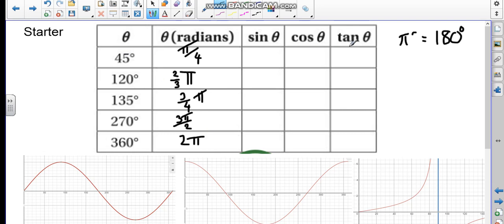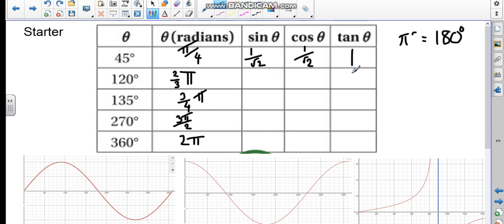So we can fill in 45, hopefully fairly straightforward. Sine of 45 or pi by 4. Remember, this is the one you can write in two different ways. It's either 1/√2 or it's √2/2. Doesn't matter which one you choose. One will be easier than another depending on which calculation you've got to do. And cos is exactly the same, so cos is also 1/√2 or √2/2. And then tan is just 1.